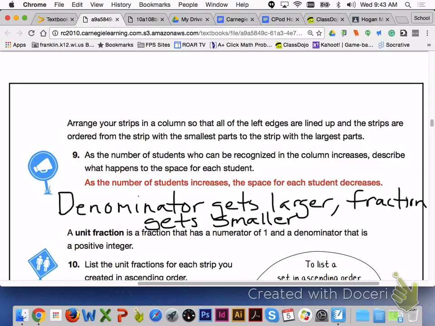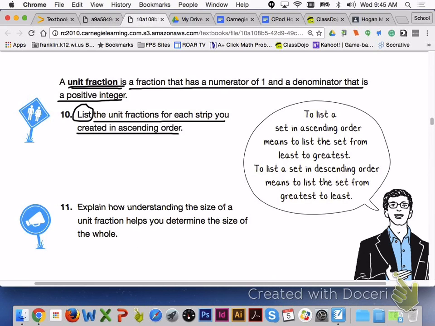For number 9, as the number of students increase for the fraction strips, the space for each student is going to decrease. So if we think about that in terms of the actual fractions, if the denominator of your fraction gets larger, your fraction is going to get smaller. A unit fraction is a fraction that has a numerator of 1 and a denominator that is a positive integer.